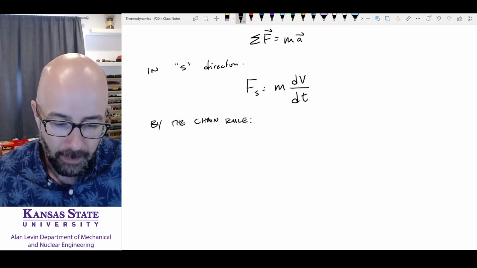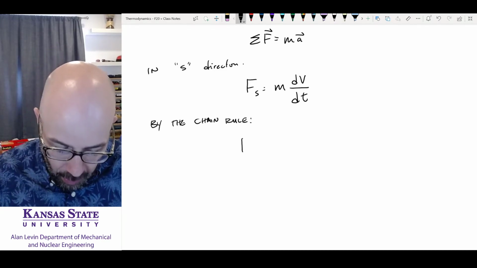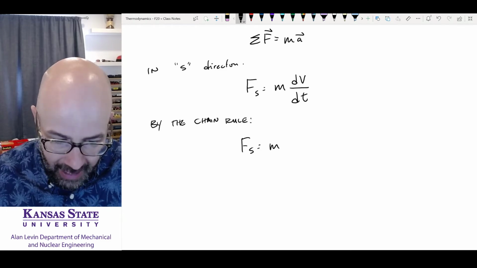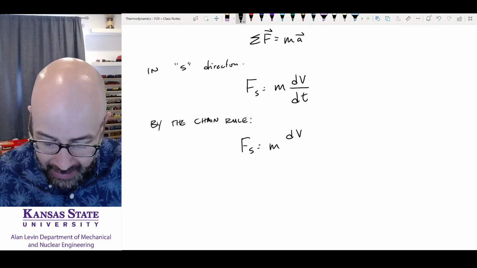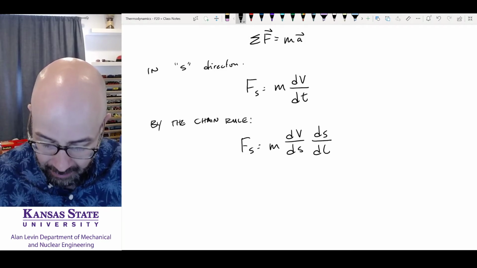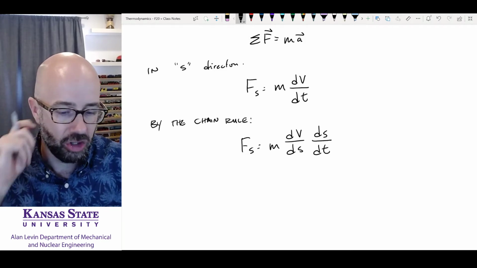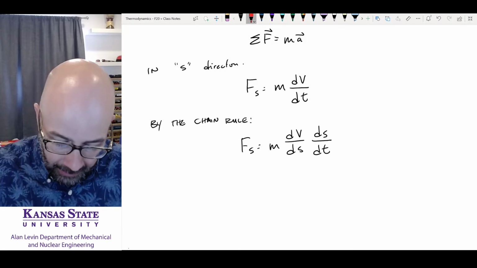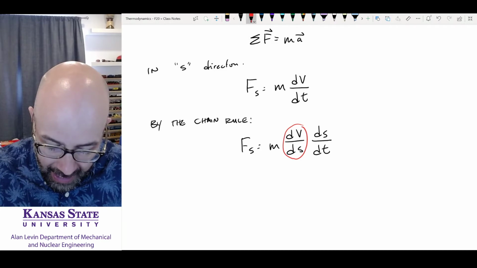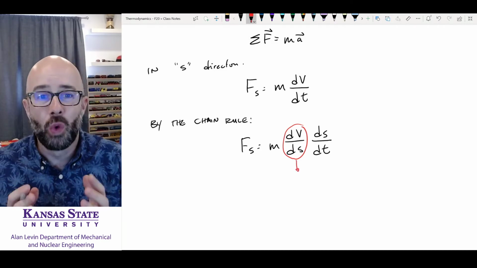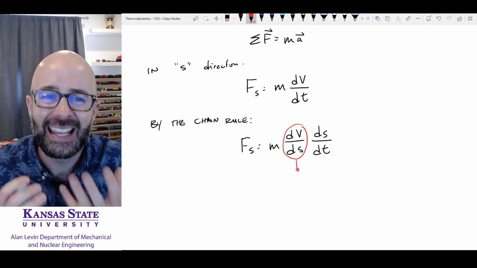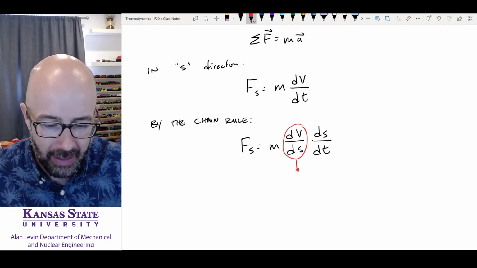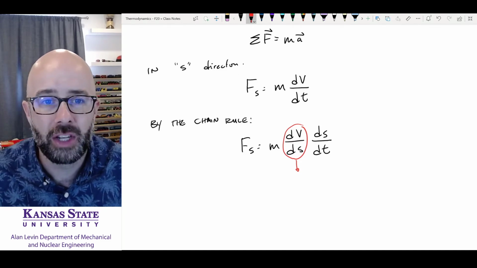By the chain rule, we can write that the force in the S direction is equal to the mass times dV/dS times dS/dt. Okay, that's the chain rule. Nothing's changed there. We're just expanding that equation. dV/dS, if we say that in words, it's better to say things in words and look at an equation. This is saying the change in velocity over the change in distance.